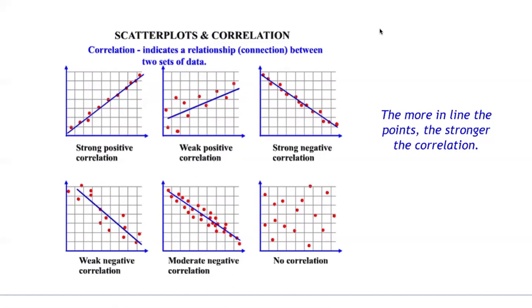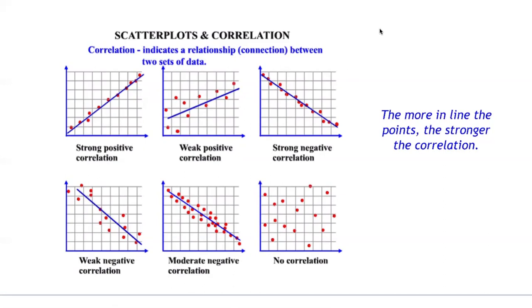Then the opposite of those 2, we have the strong negative correlation. That's this one here, strong negative correlation. And that means that it's going from the top left to the bottom right. And this one, you can see it's a strong link because it's close to that line of best fit, which we're going to be doing tomorrow. And it's going from the top left to the bottom right.